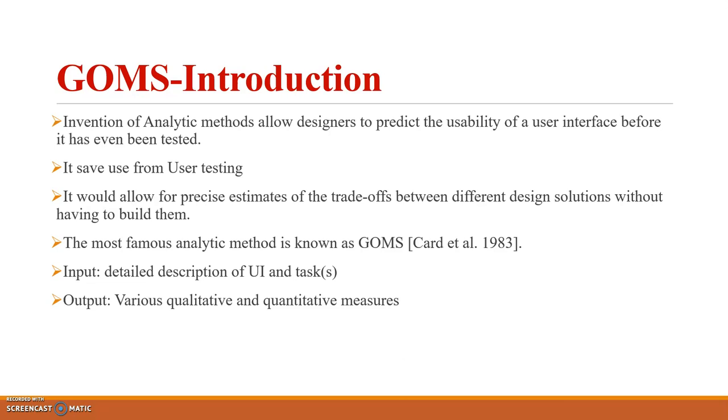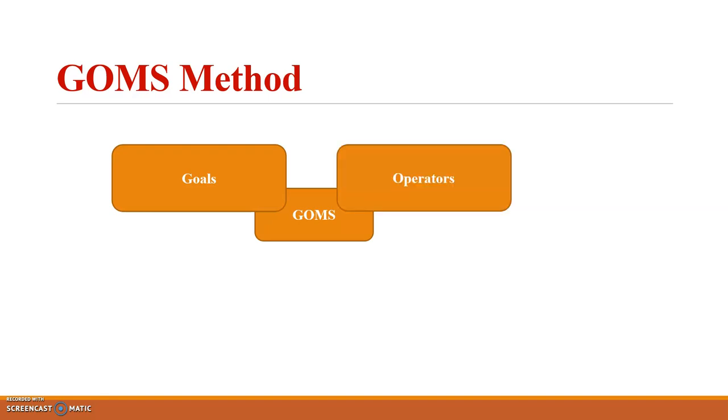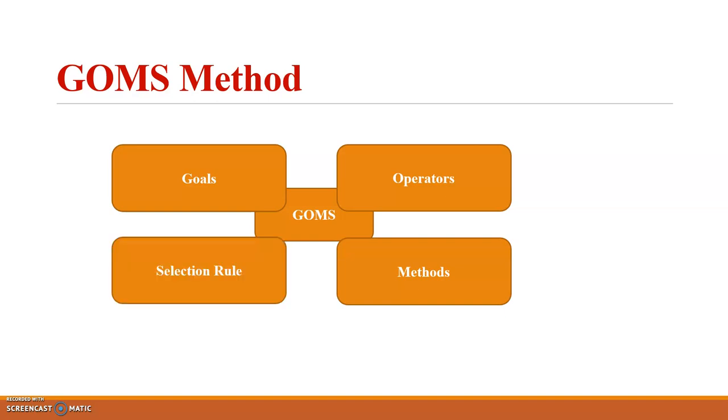various qualitative and quantitative measures. So, the GOMS model has different terms: G stands for goals, O stands for operator, M stands for methods, and S stands for selection rule. Let's see all these four terms one by one.